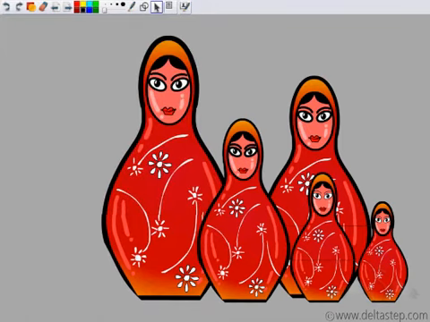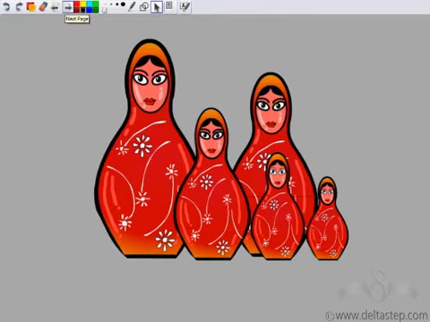So what you see is that all these dolls actually look exactly the same as the other. The only difference is the size. So the difference is only in the size, and in geometry we use the term similar to show that the only difference is the difference in size and the shape is exactly the same.